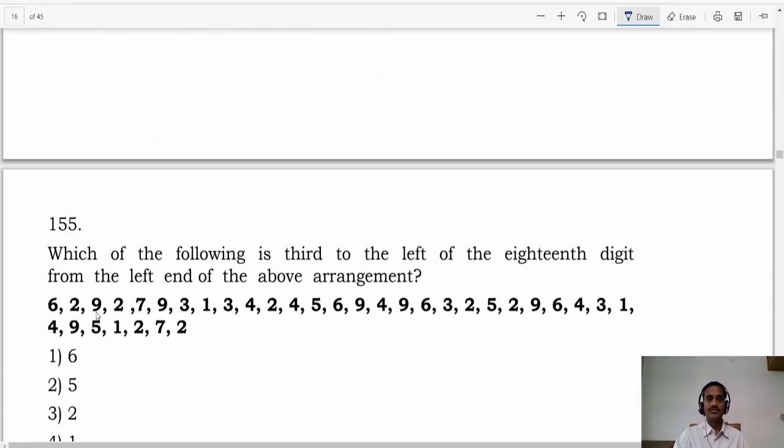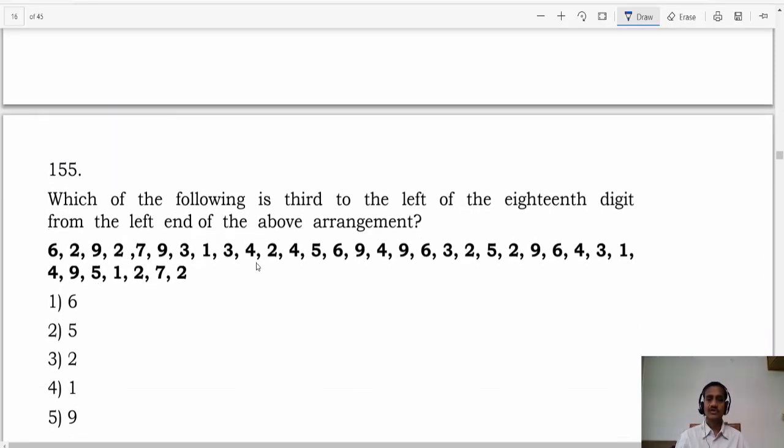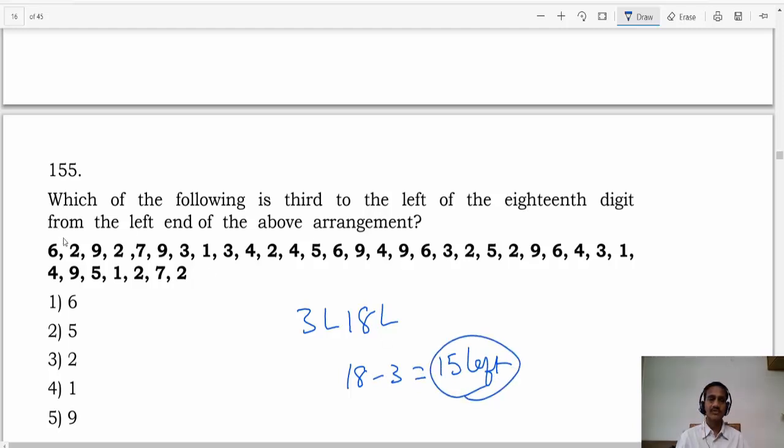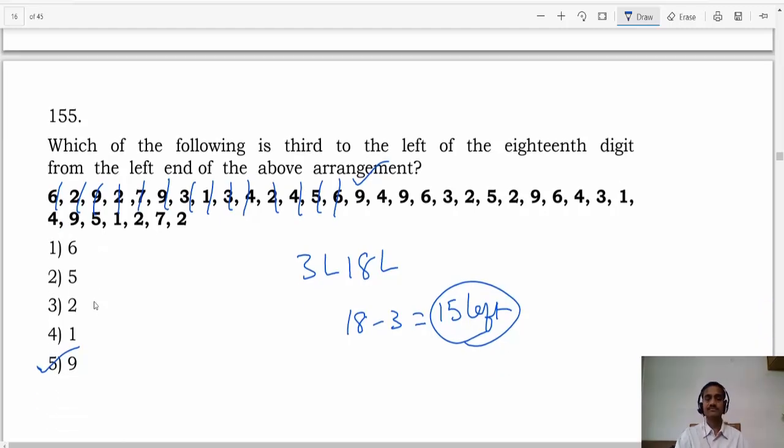Then 155. Which of the following is third to the left of 18th from the left? Third left, 18th left అన్నాం. Third left, 18th left అంటే left and left same direction, subtract. Hence 18 minus 3, and 15th from the left hand. Now 15th from the left hand: 1, 2, 3, 4, 5, 6, 7, 8, 9, 10, 11, 12, 13, 14, 15. That is 9. Choice 5. 155 it is choice 5 is the answer.